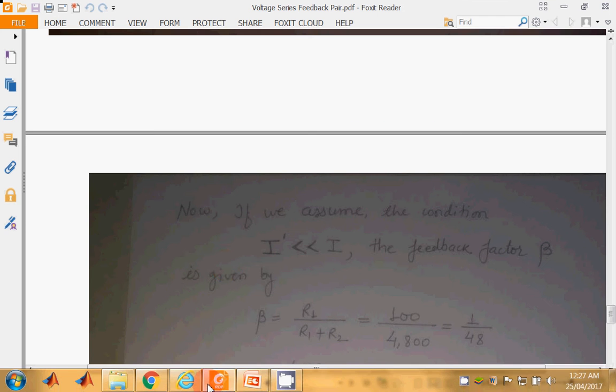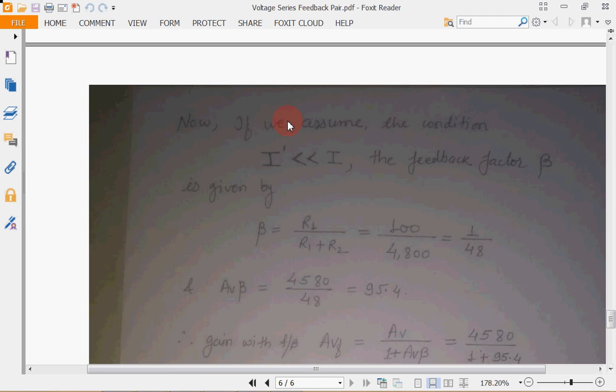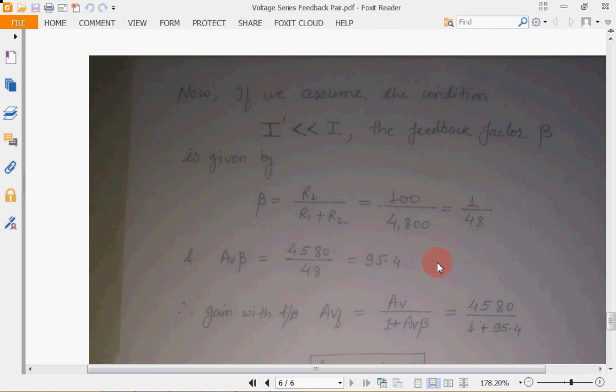So if we assume this condition, that is I prime is far less than I, then the feedback factor beta is given by beta equals R1 upon R1 plus R2. That will be equal to 100 divided by 4800, which is 1 by 48. So we got the value of beta equal to 1 by 48, and therefore what will be the factor AV beta? AV we just calculated, and this is the value of beta, and therefore AV into beta is 95.4.